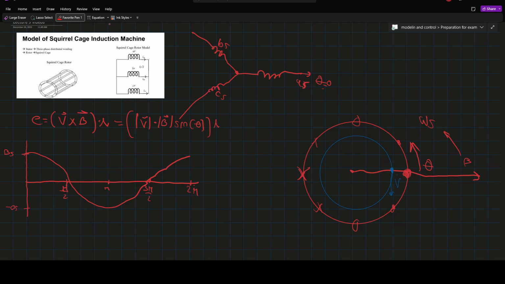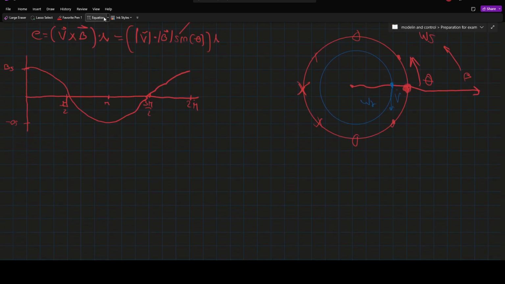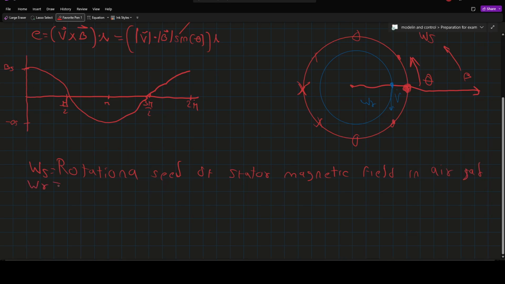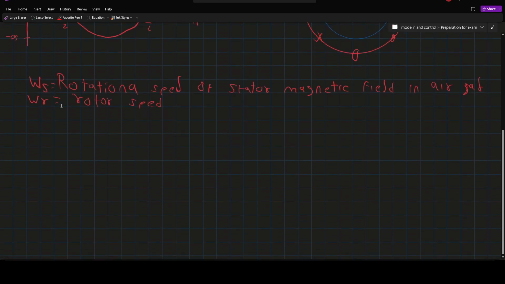Okay, and down here in the rotor, this rotor is gonna be moving at a velocity of omega r. So let me just write all of that. We have omega s, that is the rotational speed of the stator magnetic field in the air gap. And we have our omega r, that is our rotor speed.